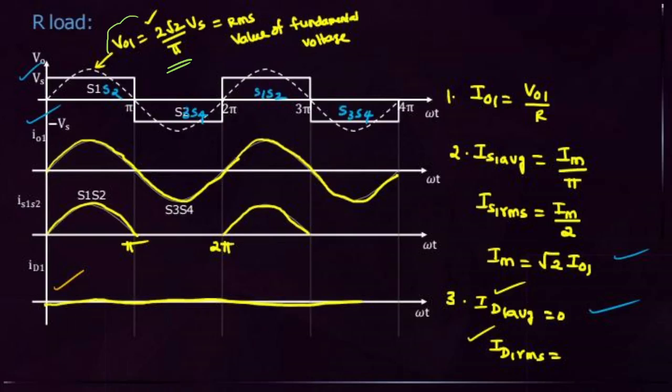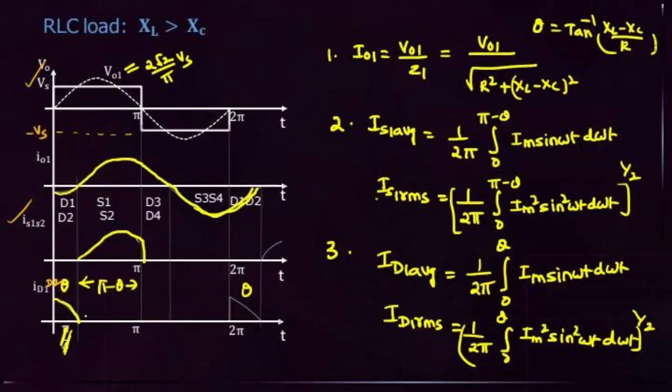The only difference is, in a half bridge inverter it is root 2 Vs by pi, but here it is 2 root 2 by pi into Vs. That is, root 2 Vs by pi, but here it is 2 times. Then I01 you know, V01 by R. Then the average value of each switch current, RMS value of each switch current, the peak value, the average value of diode current, RMS value. Here diode currents are 0 because of resistive load, no need of any feedback diodes. That you have to concentrate on.